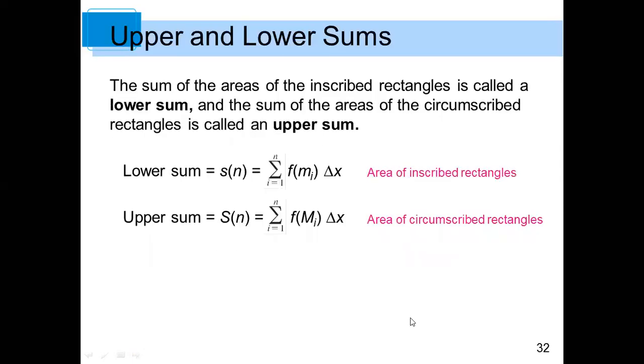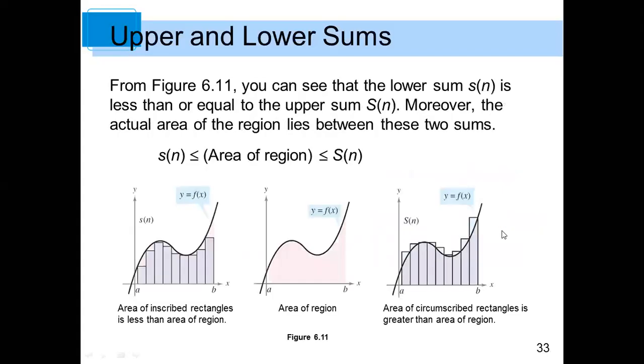The sum of the areas of the inscribed rectangles is called the lower sum, and the sum of the areas of the circumscribed rectangles is called an upper sum. So the lower sum equals lowercase s sub n, which is equal to the sum i equals 1 to n of f of lowercase m_i delta x. That's the area of the inscribed rectangles. And the upper sum is capital S sub n, which is the sum i equals 1 to n of f of capital M_i delta x. That's the area of the circumscribed rectangles.